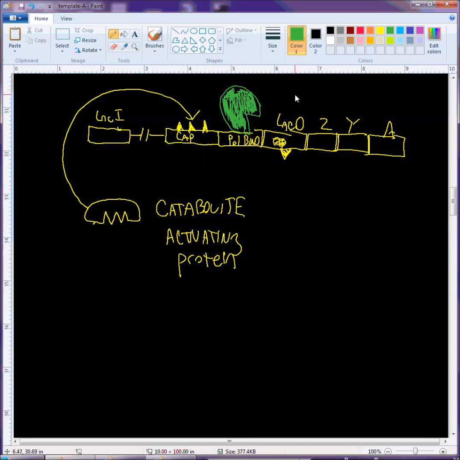It only binds to that site when glucose levels are low. And how does it know when glucose levels are low? There's a molecule here called ATP. We know what ATP is, right? ATP is adenosine triphosphate. That can be converted into a compound called cyclic AMP, and the conversion of ATP to cyclic AMP is controlled by an enzyme called adenyl cyclase.